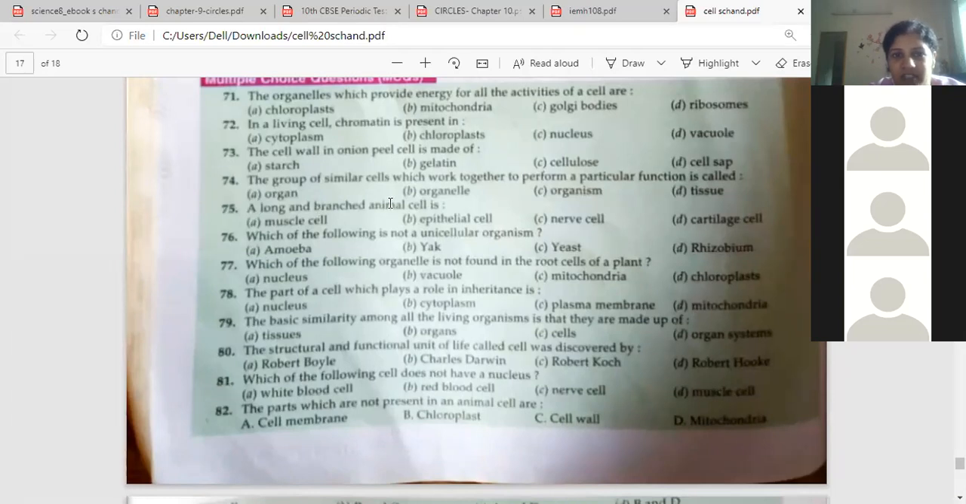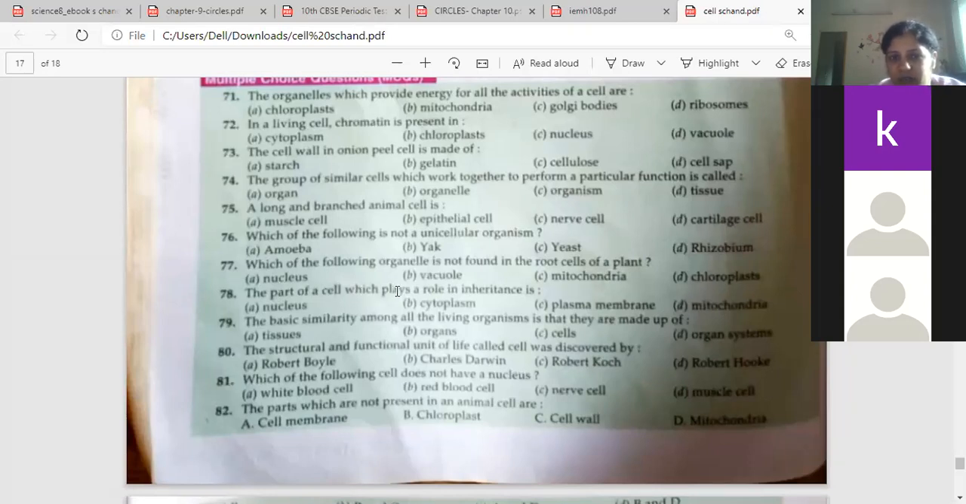A long branched animal cell is the nerve cell. Which of the following is not a unicellular organism? Yak. Which of the following organelles is not found in the root cells of the plant? Chloroplasts. Chloroplasts are not there, because roots don't produce their own food. Food is transported from the leaves.